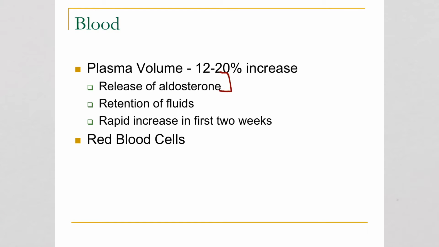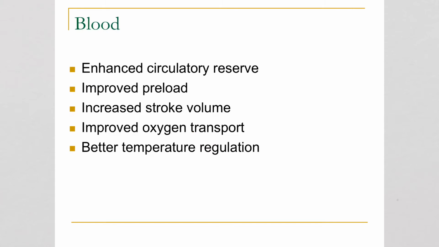So we have more blood in our system, and this is a benefit because now there's more blood to pump, there's more blood to deliver. It puts more of a stretch on the heart during contraction of the ventricle, and think about that Frank-Starling principle where you stretch the fibers more, you get a more forceful contraction. Also, with that increase in blood volume, you get an increase in red blood cells or hemoglobin. So benefits there too.